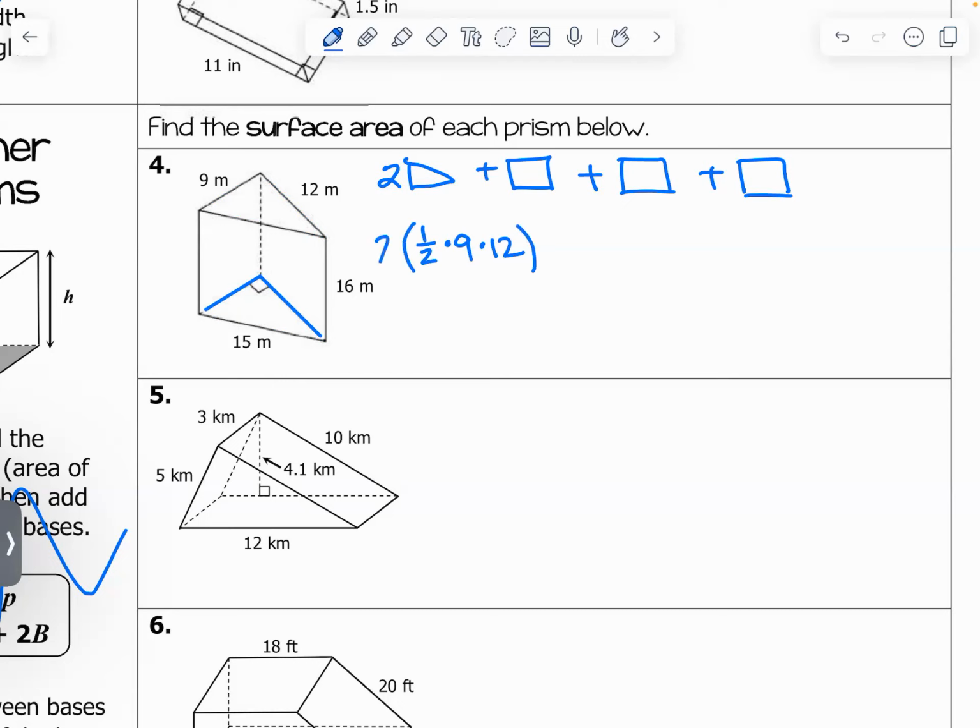And there are 2 of them. So couldn't you just cancel the half? Yeah. Okay, I don't really care about what it is yet.